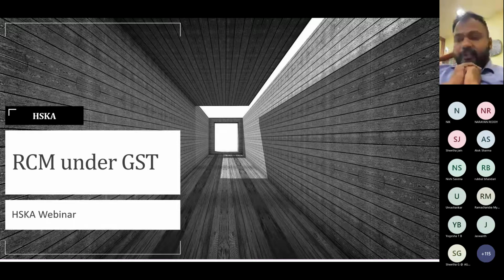So without spending a lot of time on introductions, let's start off with the presentation directly. Reverse charge mechanism under GST. My colleague Amarnath will be helping me with the PPT because GST and technology do not go hand in hand. So to ensure that there are no technical hitches, I asked him to handle the presentation. So Amarnath, if you can help us move to the next slide.